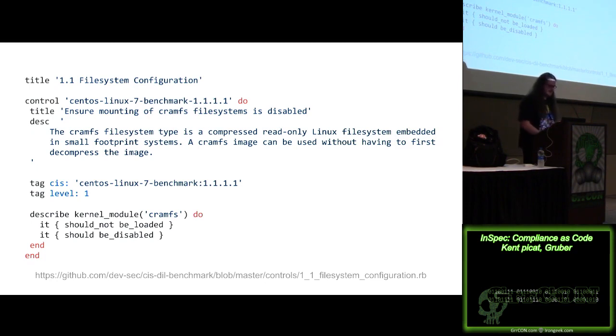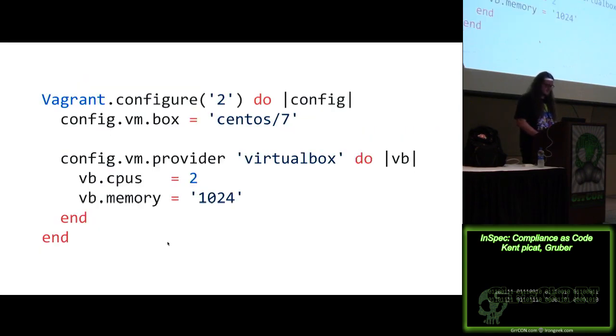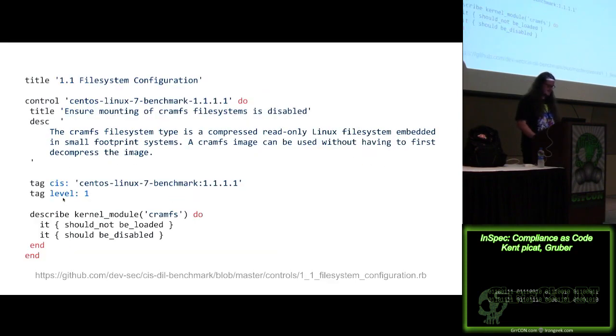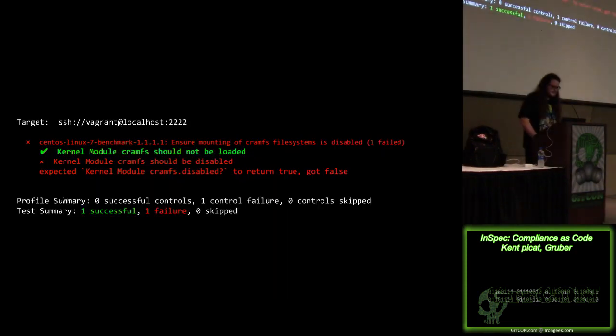So you have all that metadata, but then the actual test, the kernel module cramfs, it should not be loaded, and it should be disabled. And that's very, very human readable, outside of just the nice little examples right here, right? It's literally, it should not be loaded, should be disabled. And if we were to run this, right when I spun up the Vagrant box, we would see that it should not be loaded, so it wasn't loaded, but it wasn't disabled. Okay, so I failed this test here, and I didn't pass the entire control, which is why this failed, right? So I have one success, one failure, and one control failure.